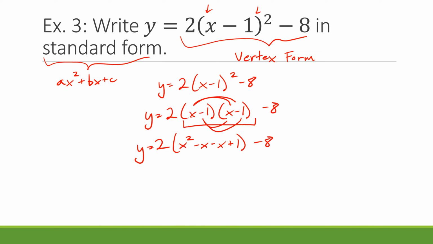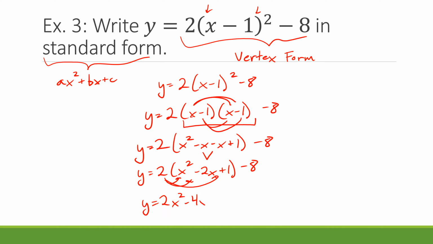And I'll rewrite the rest of my equation. I can combine like terms within the parentheses. So we see negative x minus x is negative 2x. Finally, now since I've gotten rid of the exponent outside of the parentheses, there's no exponent there anymore, that means that I can in fact now distribute the 2 in. So 2x squared minus 4x plus 2 minus 8, and all that's left is to combine the like terms.